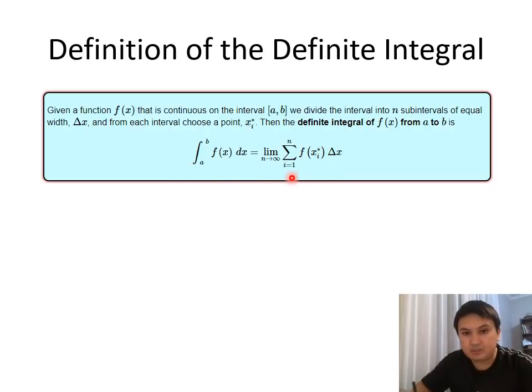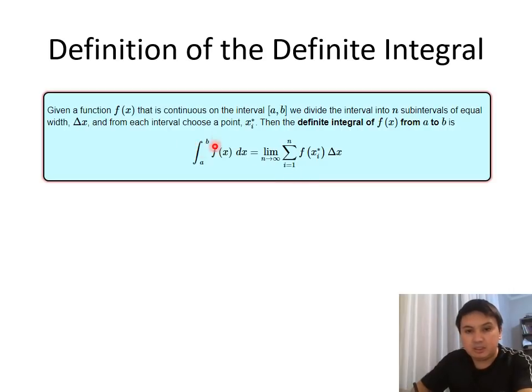As you can see from the definition, it is independent of your choice of x_i star. So if you pick x_i star from the left endpoint of the subinterval, and your friend chooses from the right endpoint, and someone else chooses from the midpoint, it doesn't matter. At the end of the day, you should get the same limit. And this is for continuous functions.